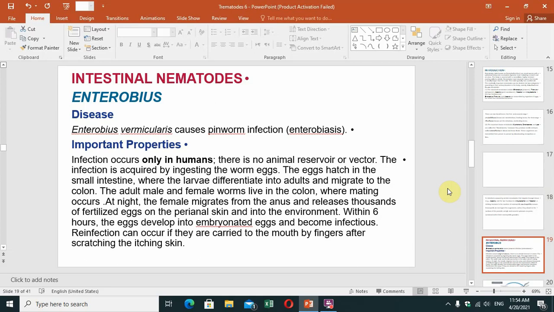At night, the female migrates from the anus and releases thousands of fertilized eggs on the perianal skin and into the environment. Within 6 hours, the eggs develop into embryonated eggs and become infectious. Reinfection can occur if they are carried to the mouth by fingers after scratching the itching skin.